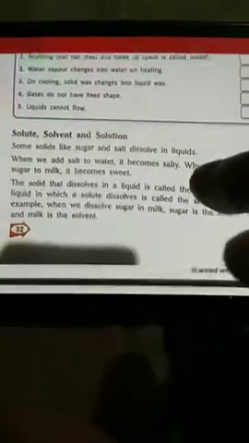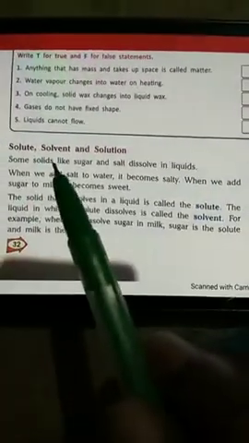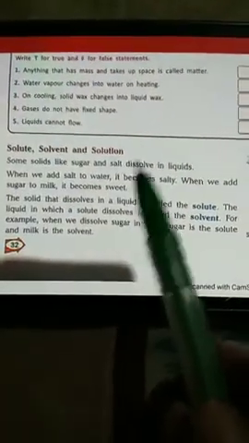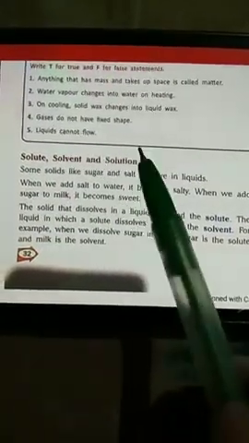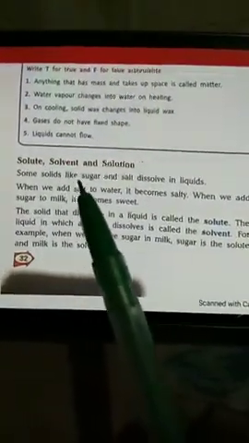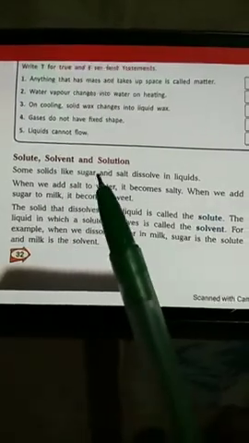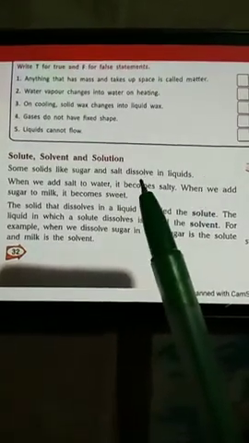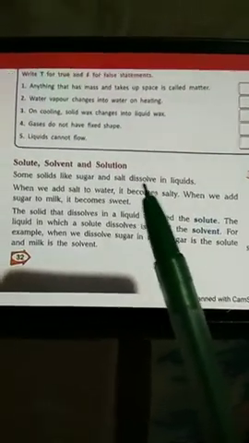Next topic of discussion is solute, solvent and solution. Some solids like sugar and salt dissolve. Dissolve means they mix completely in liquids.